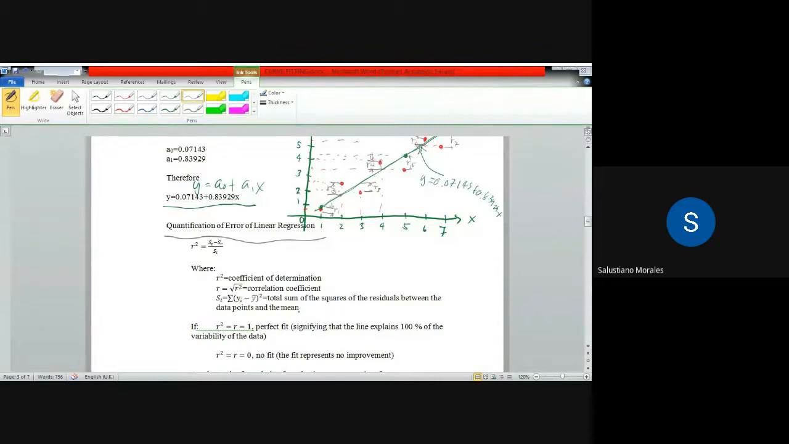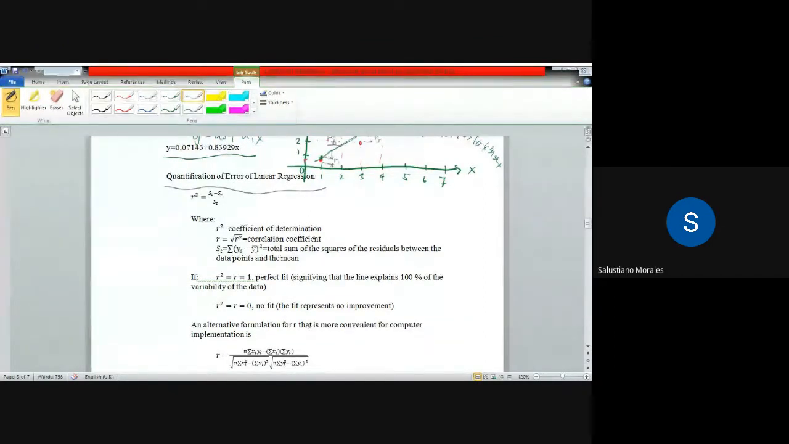Fit na fit, meaning yung na-derive natin na equation, and if you're going to draw the line for that, it will pass through all the given data points if the value of R is equal to 1. So perfect fit. But if the computed value of R squared, which is also equal to R, is equal to 0, meaning the equation or the line that is generated has no relation with the given data points, so no fit. The fit represents no improvement.